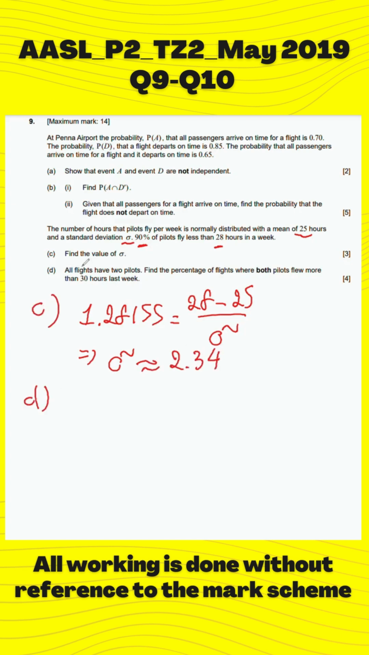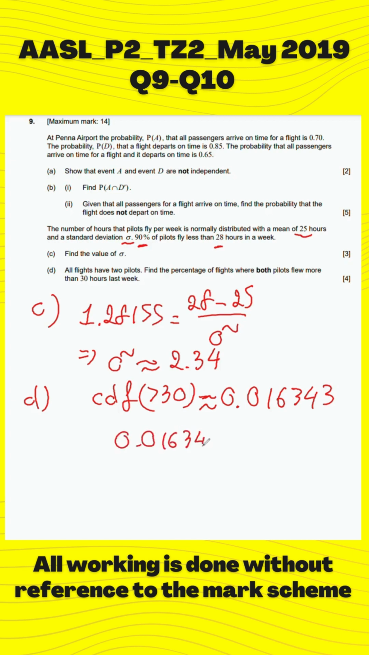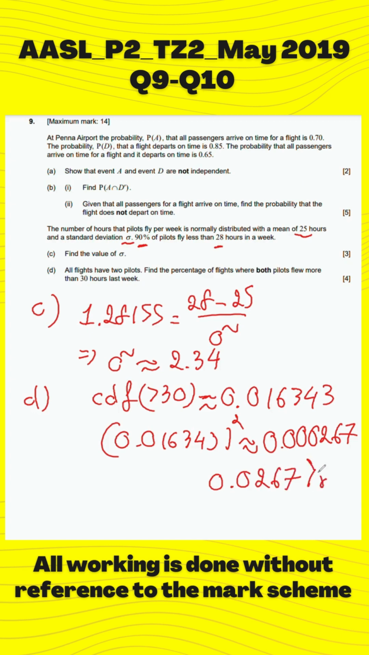Find the probability that both pilots flew more than 30 hours last week. So first we need to find the probability of being bigger than 30, with the mean 25 and the standard deviation 2.34. So it will be nearly 0.016343. So for both pilots, this probability will be squared. So 0.016343 squared, which is nearly 0.000267. Or you can write 0.0267%.